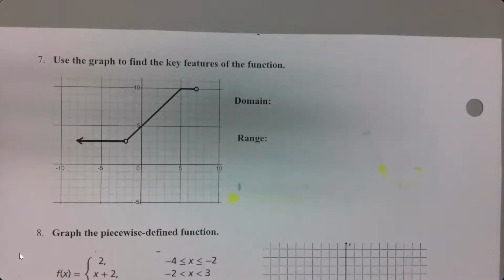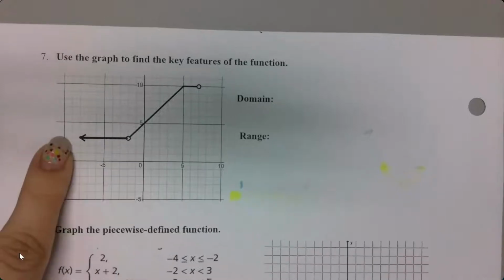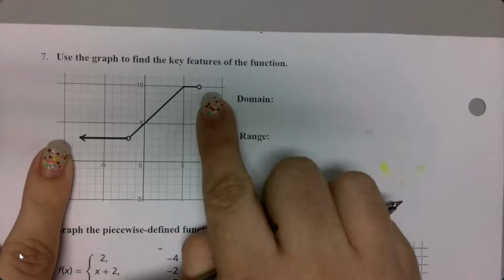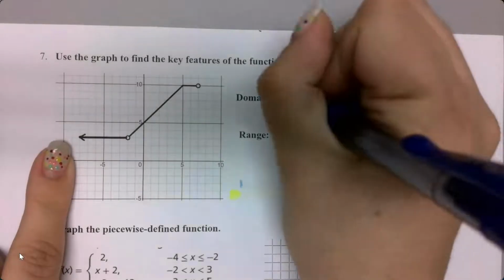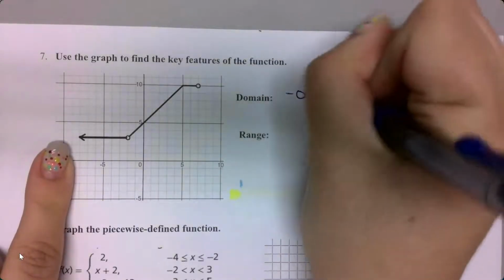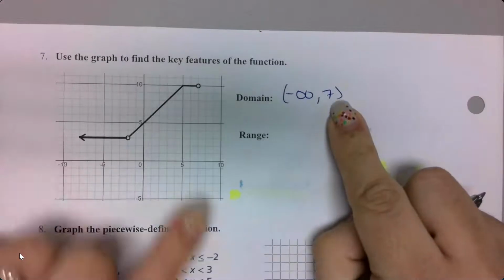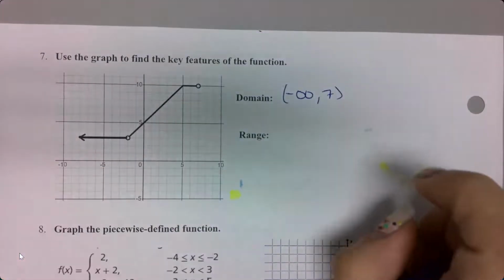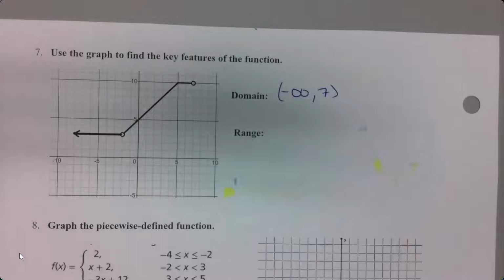Okay. This one wants me to find the domain and range of this graph. I'm going left forever. I stop at, that is 7. So negative infinity to 7. This gets a parenthesis because it has an open, actually, before I even get there, let me go grab my whiteout. I'll be back.